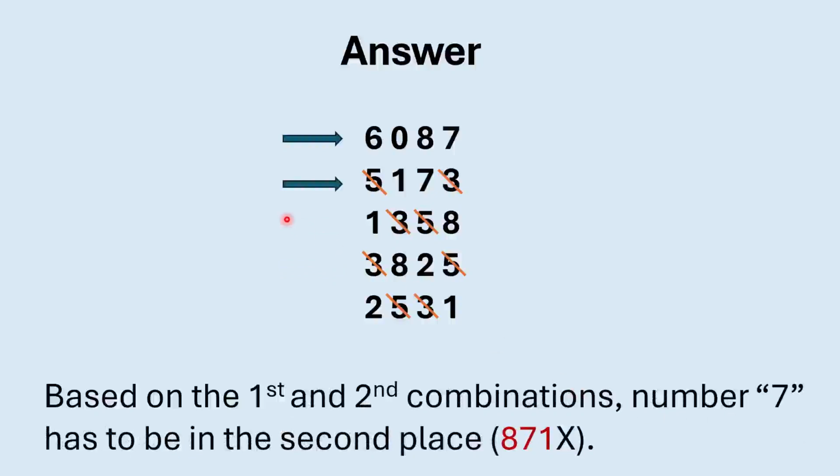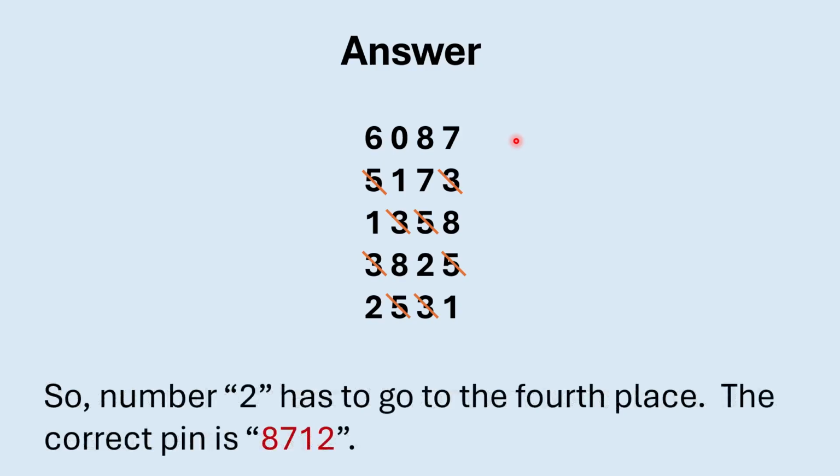And next, by checking the 1st and the 2nd combinations, the number 7 has appeared at the 4th and 3rd places, and they are all incorrect. And the 1st place has already been taken by number 8. So that means the number 7 has to go to the 2nd place. And lastly, the number 2 has to go to the 4th place. So that means the correct PIN for this mobile is 8712.